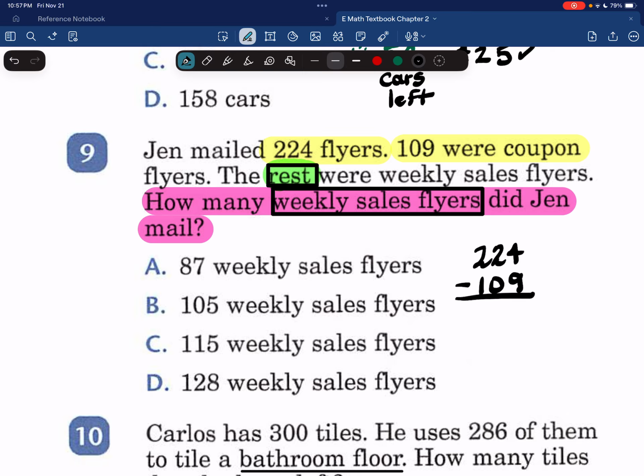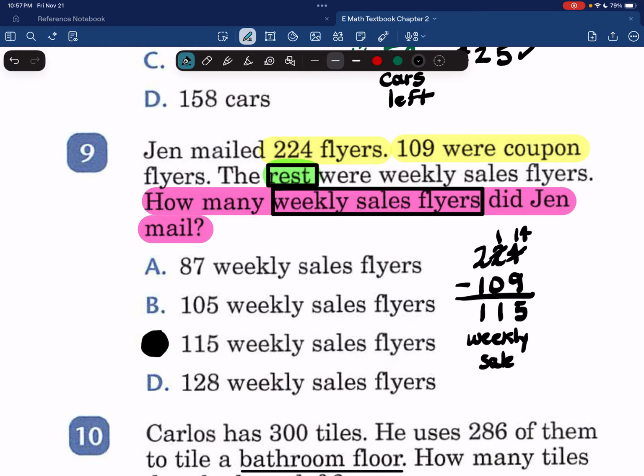Bottom number's bigger, better borrow. So I have 14 minus 9 is 5. 1 minus 0 is 1. And 2 minus 1 is 1. So there were 115 of those weekly sales flyers.